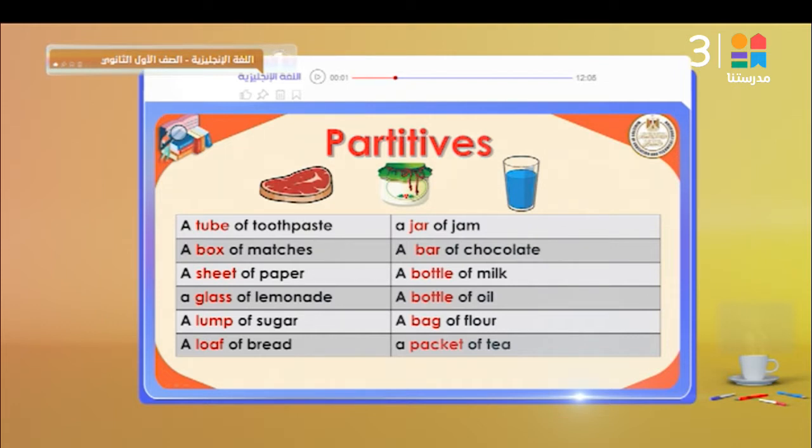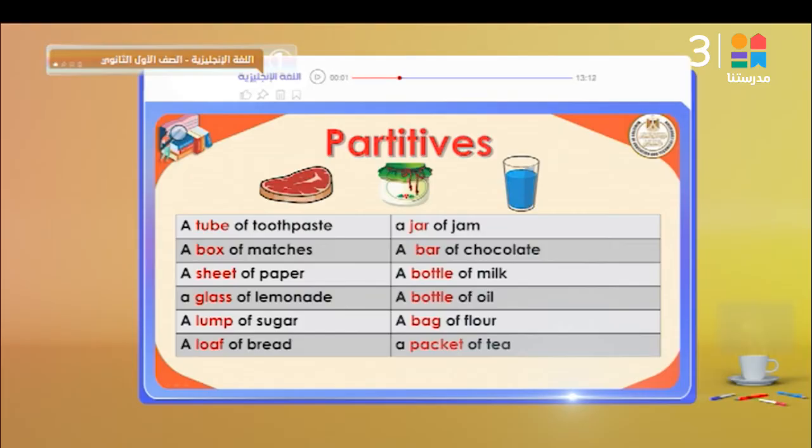We say a tube of toothpaste, for example, a box of matches, a sheet of paper, a glass of lemonade, a lump of sugar, means a cube of sugar. In American English, they call it a cube of sugar, and in British English, they call it a lump of sugar, means a piece of sugar, compact sugar, a loaf of bread, a jar of jam, a bar of chocolate, a bottle of milk, or a bottle of oil, a bag of flour, or a packet of tea.